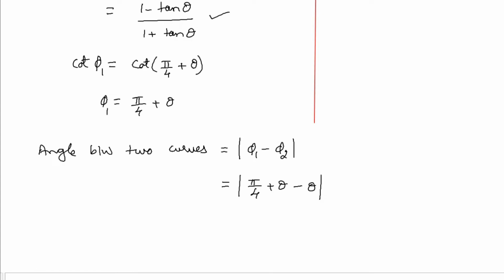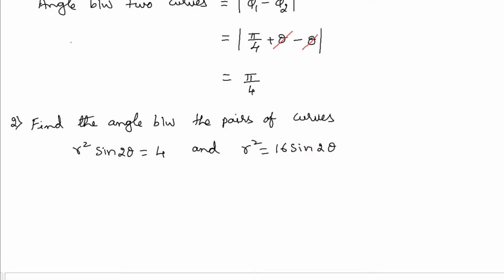If you observe over here, the positive value of theta and the negative value of theta will cancel out. Plus theta and minus theta cancel out, and we are left only with pi by 4. Since it is just a positive value, we just write it as pi by 4 itself. Therefore the angle between the two curves is pi by 4, which is nothing but 45 degrees. So that's the required solution. Let us move on to the next question.